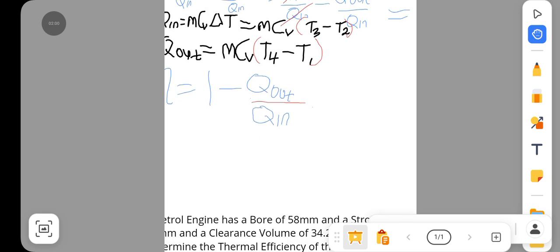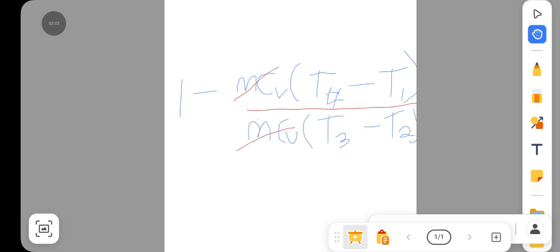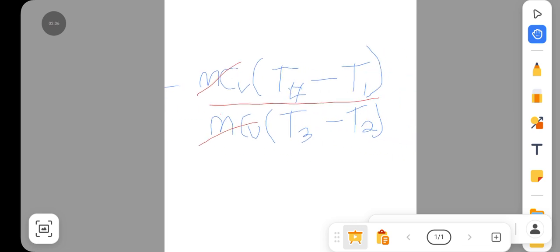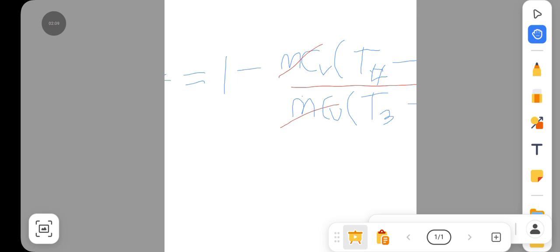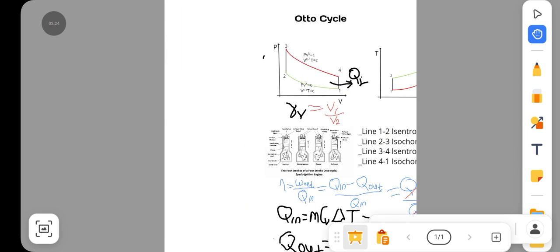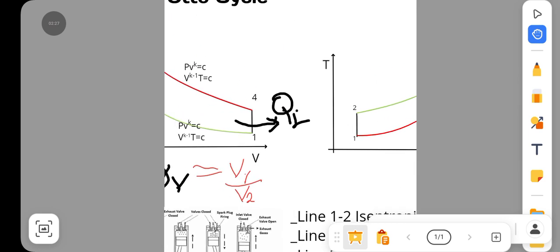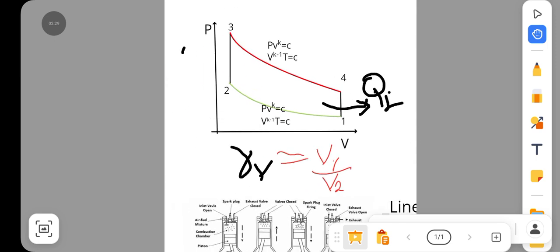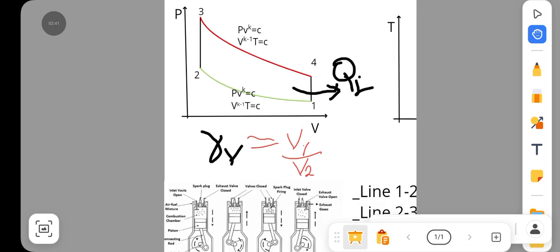First of all, we start from this part, where we have 1 minus (T4 minus T1) over (T3 minus T2). There is something called the isentropic relationship between volume and temperature, which is V to the power k minus 1 times T equals a constant. Therefore V1 raised to the power k minus 1 times T1 equals V2 raised to the power k minus 1 times T2. So we can use this formula to get it.